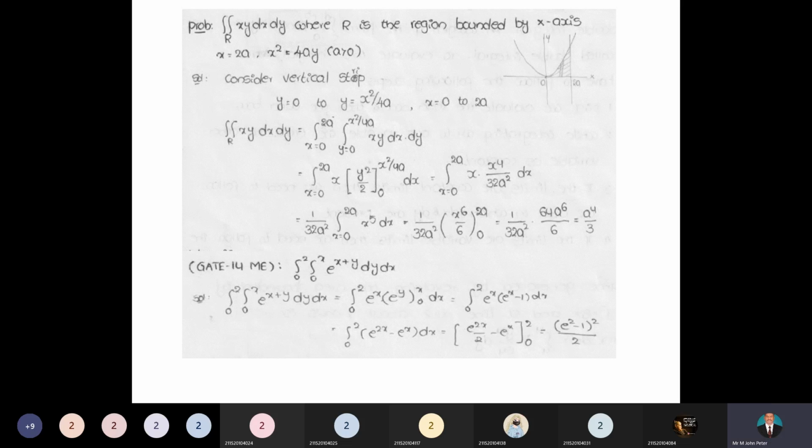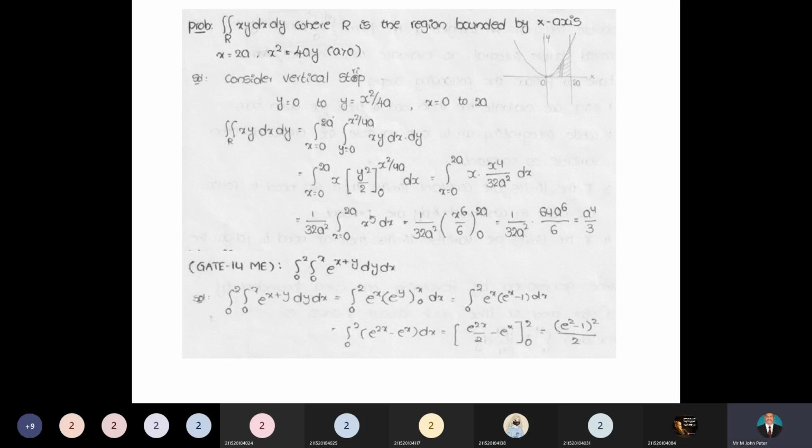Yes, (e power 2 minus 1) whole square by 2 only. That is applying upper limit minus lower limit. Then simplify, you will get (e power 2 minus 1) whole square. Okay, that is e power 4x by 2 minus e power 2, upper limit, minus e power 0 by 2, minus e power 0. E power 0 is 1.